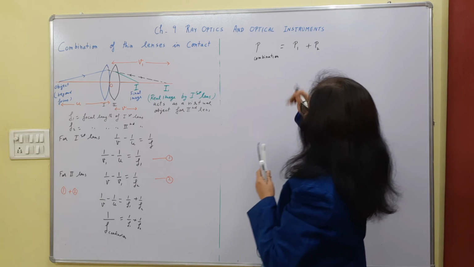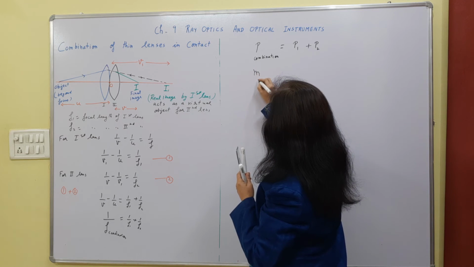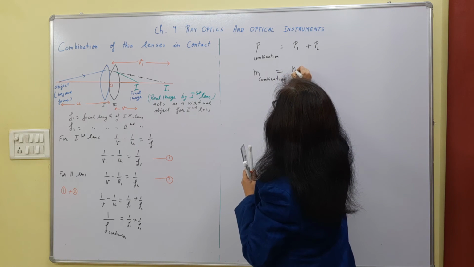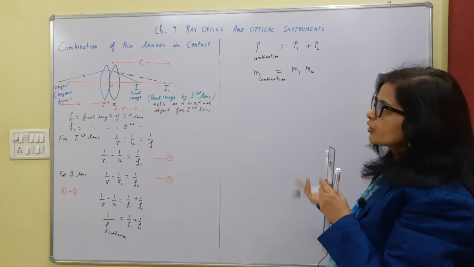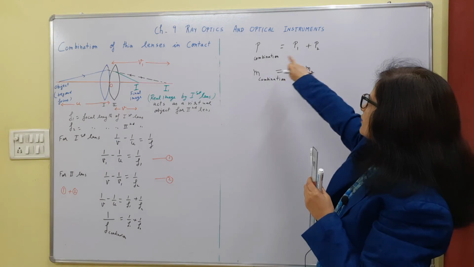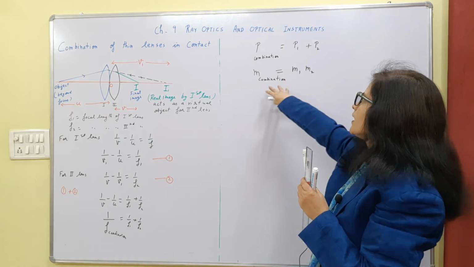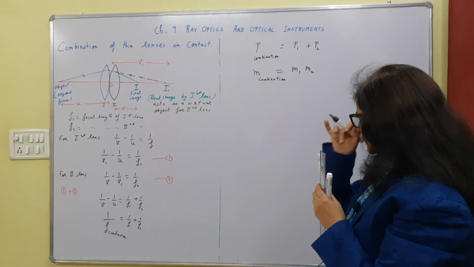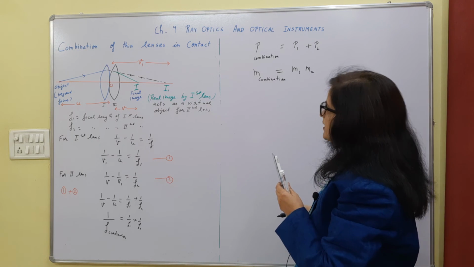So this is power. And if I want to find the magnification of the combination, it is the product of the individual magnifications. If we had taken 3 lenses, then power will be power 1 plus power 2 plus power 3, and so on for many lenses, and magnification will be the successive multiplication of the individual magnifications, right? So this is all about the combination of thin lenses in contact.